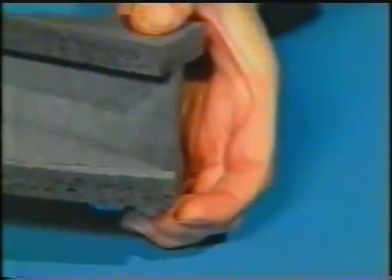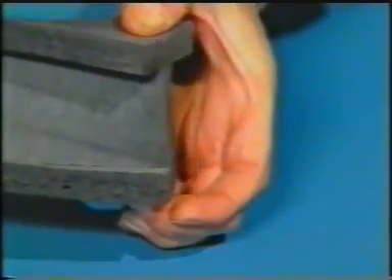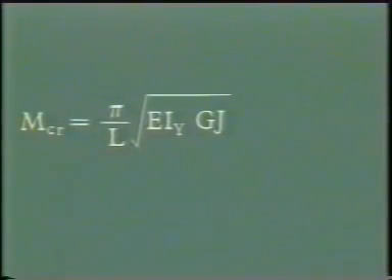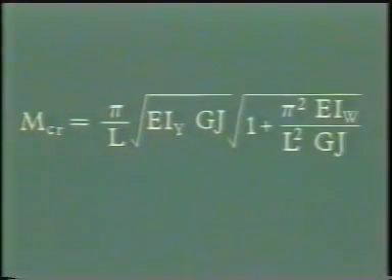This phenomenon is known as warping. In this example, warping is free to occur, and the equation for the critical moment given earlier is valid. However, if axial movement is restrained so that warping is prevented, as is often the case in practice, then this equation is modified by the addition of an extra term. The moment corresponding to instability is now enhanced by being multiplied by a factor which is always greater than or equal to 1.